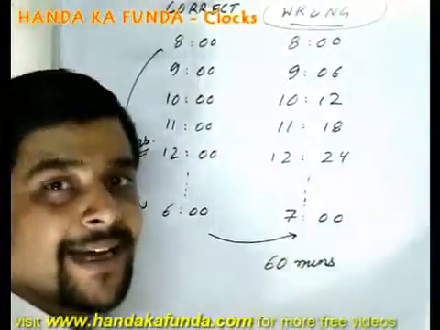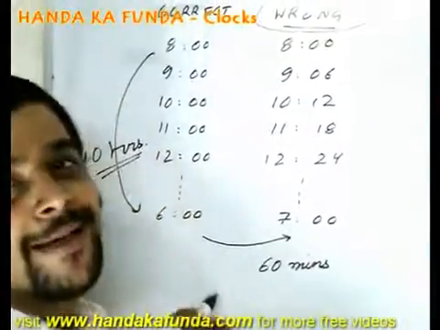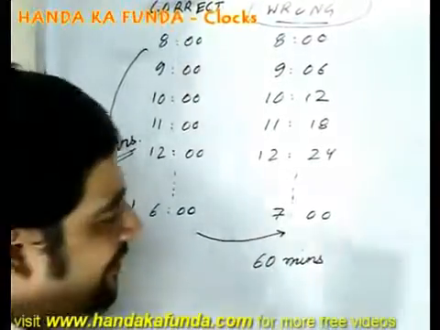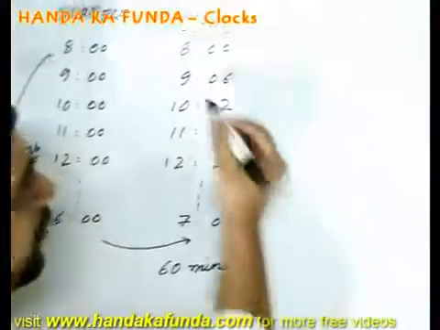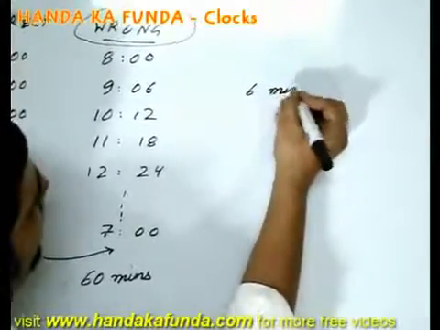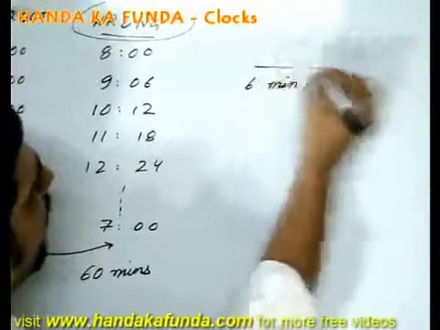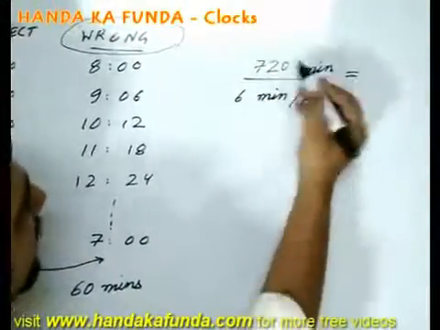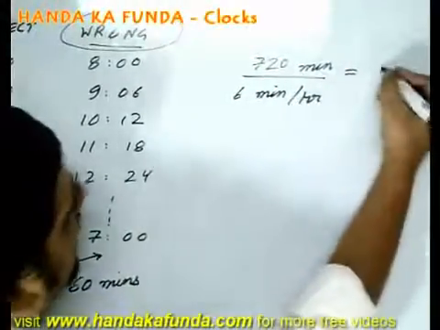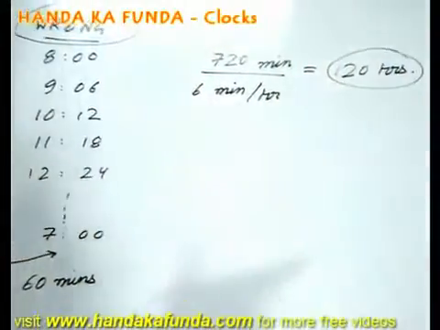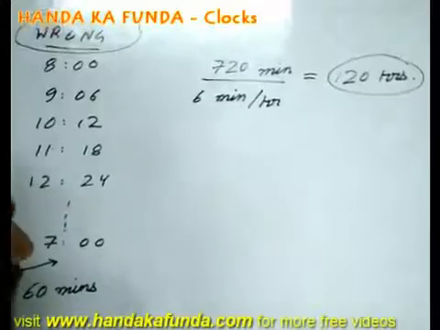What if it is 12 hours ahead? It would have still shown 6 o'clock. It will be one complete cycle ahead, but it will show the right time. And that is the idea. So my wrong clock right now is gaining 6 minutes every hour. And I wanted to gain 720 minutes. It can gain that 720 minutes in how much time? In 120 hours. So after 120 hours, it will show the correct time again.